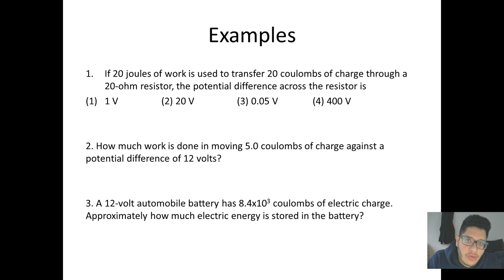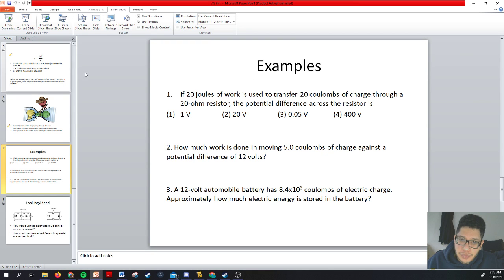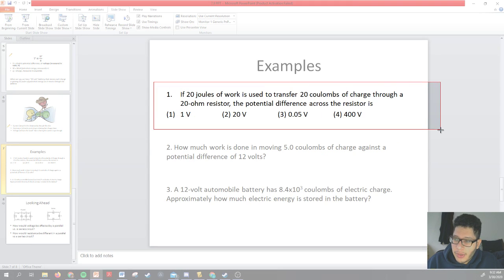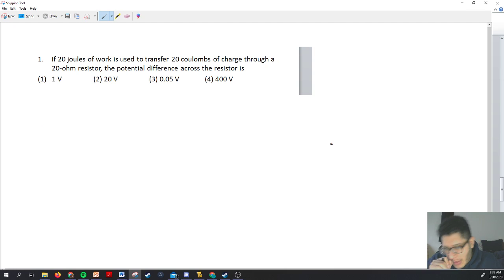Now I want to do some application of the math. We can go through these one by one just so we all have an idea of what we're supposed to be doing here. So problem number one: if 20 joules of work is used to transfer 20 coulombs of charge through a 20 ohm resistor, the potential difference across the resistor is, okay. So I would say this is probably the most straightforward way that we could be presented this problem. As soon as we see something like 20 joules of work coupled with 20 coulombs of charge, I'm getting here a work value of 20 joules, and a charge, so my Q, of 20 coulombs.